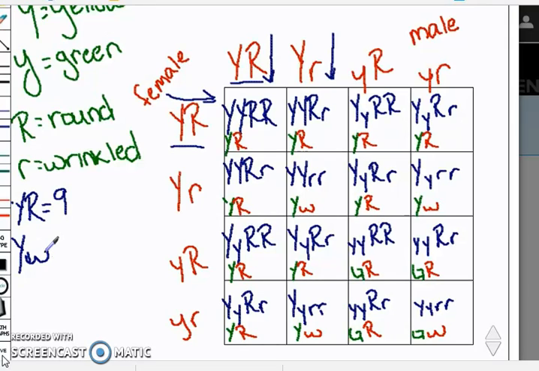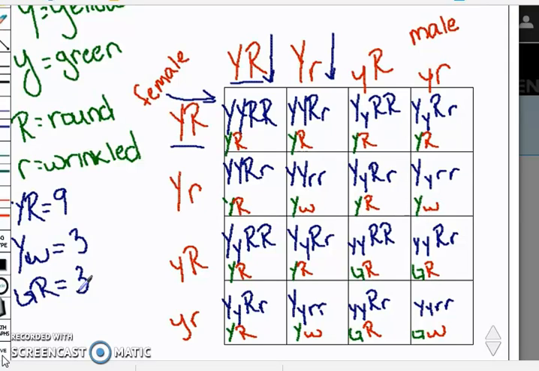So we're looking for anything with a large Y and a W. We have 1, 2, 3. Let's see what we have that is going to be green, which is a G, and round. We have 1, 2, 3.